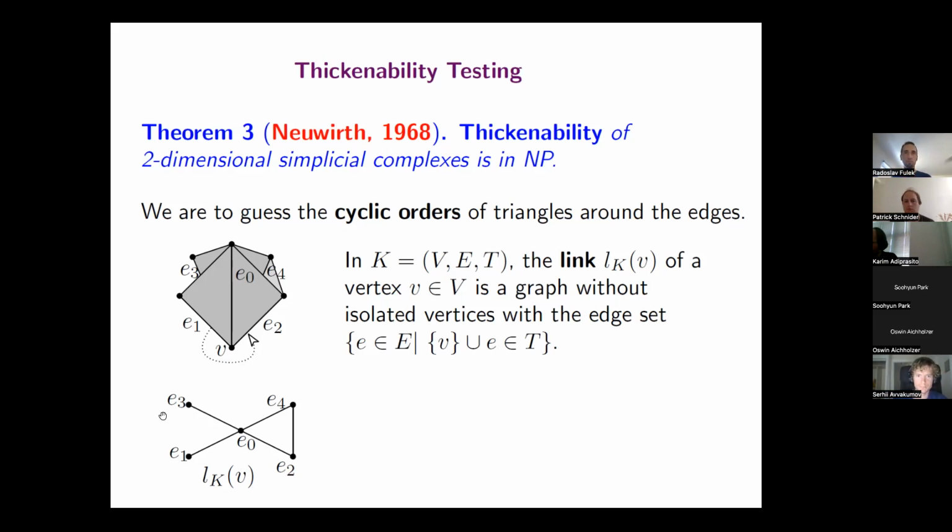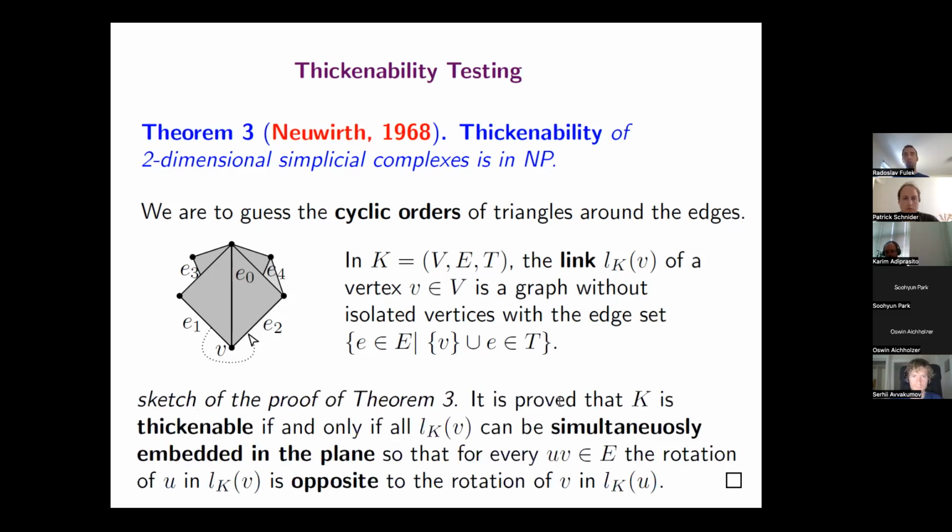Now here at the bottom, we see the link of the vertex V of the complex. Vertex V is incident to 5 triangles, which is why its link has 5 edges. And this link must be planar if we have an embedding in a 3-dimensional manifold. That's where the connection with C-planarity comes from. These compatible cyclic orders of triangles pretty much translate into a planarity testing problem with some constraints.